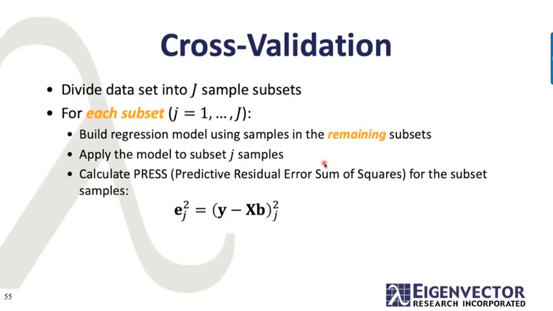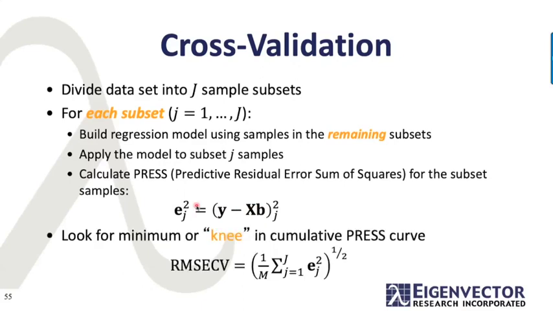And then I calculate a PRES, or predictive residual error sum of squares, for the left out samples. And that's just the difference, again, between our actual values and the ones predicted from the model. And look at that error. And then look for some knee or minimum in the cumulative PRES curve. And again, this is a root mean square error metric. It's the root mean square error of cross-validation. So we look at that.